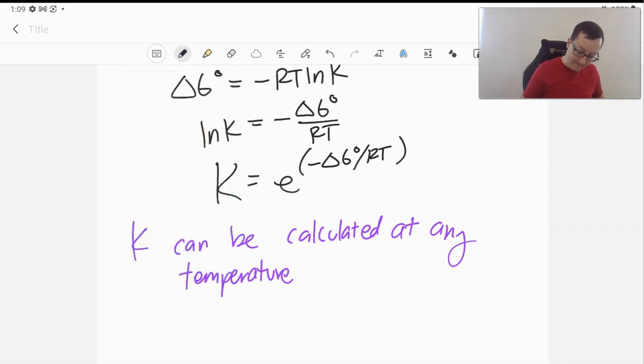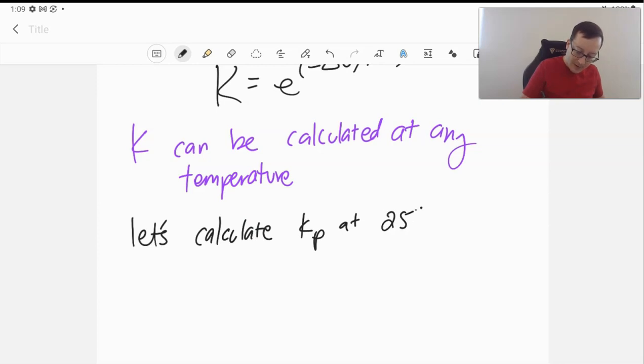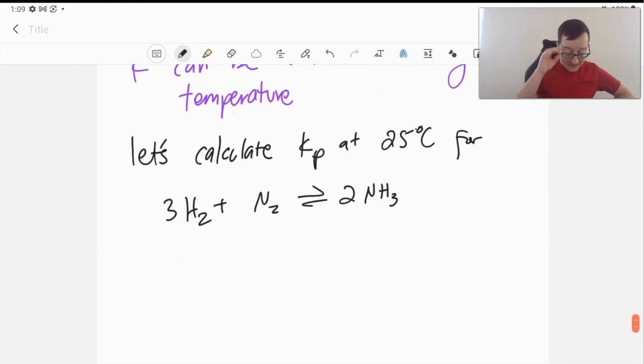Let's use it. Let's calculate Kp at 25 degrees Celsius for our favorite reaction. Pretty sure no other reactions exist in chemistry, only this one. So it's a little obnoxious, isn't it? Let's see if we can calculate this.